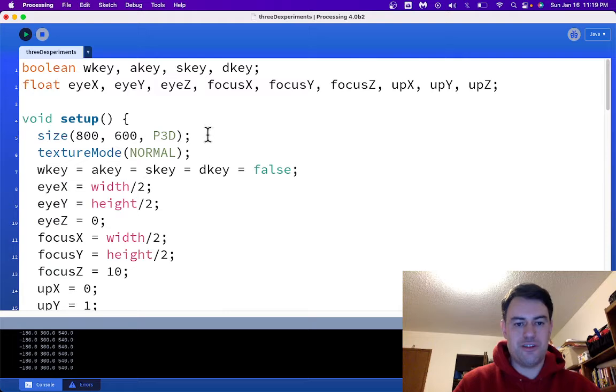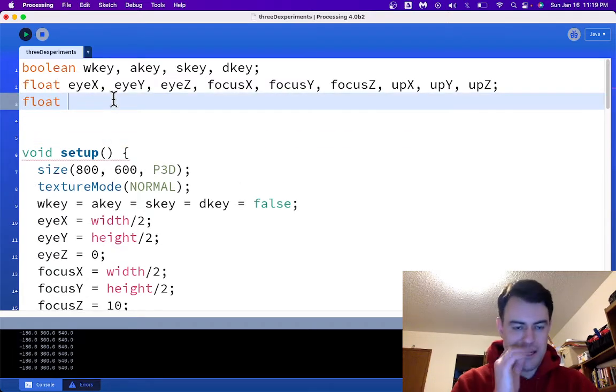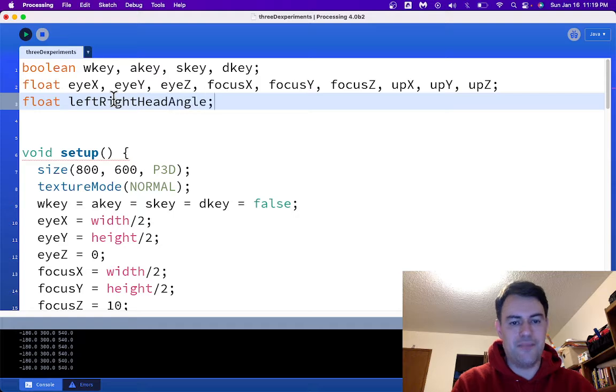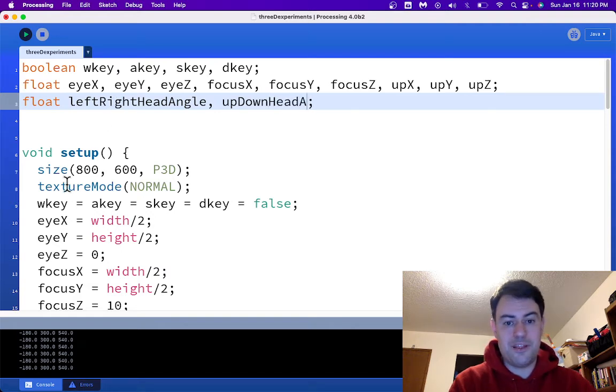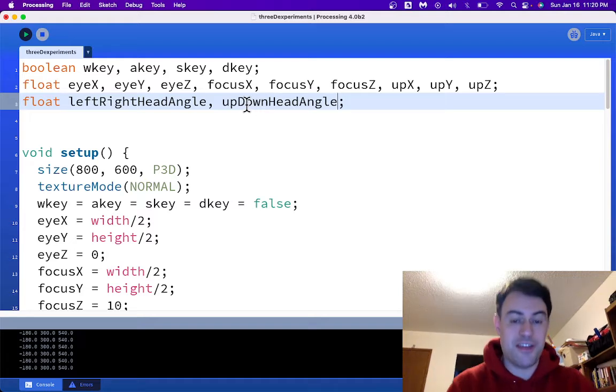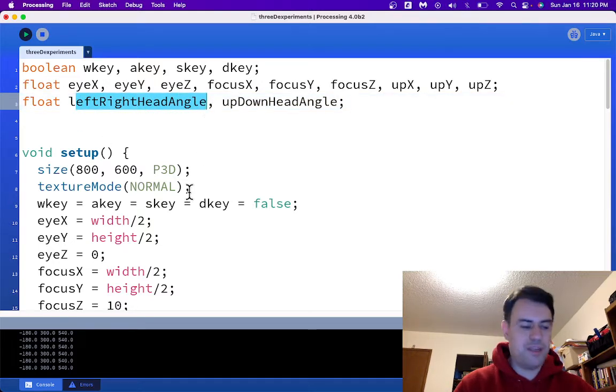So I am going to go ahead and make two new variables. We'll make floats. I have left, right, head angle. That's the name. We're also going to make an up, down, head angle. And we won't use it right now because we're just going to focus on side to side, the XZ. So let's go and add in this stuff. So, left, right, head angle.